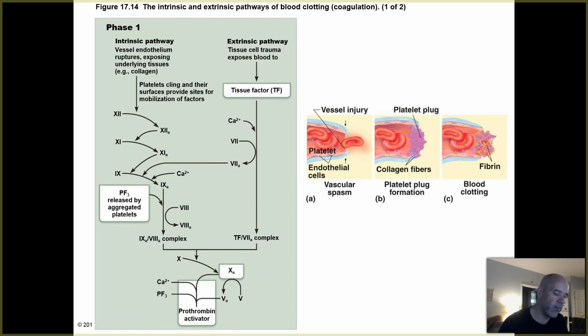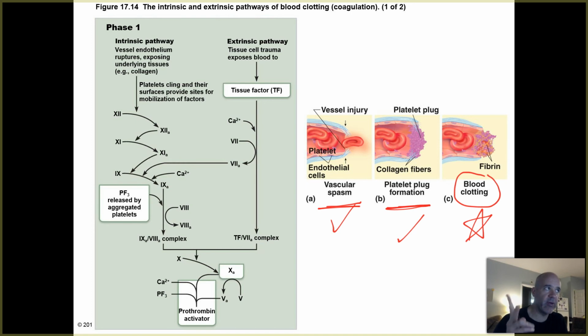Now keep in mind, we've already done this, vascular spasm. We've already made a platelet plug, and the platelets in the platelet plug start attracting these clotting factors to cause coagulation or blood clotting, this third phase, to take place. So this is where we are now. There are two different pathways that are known for triggering the formation of a blood clot. One of those is called the intrinsic pathway.